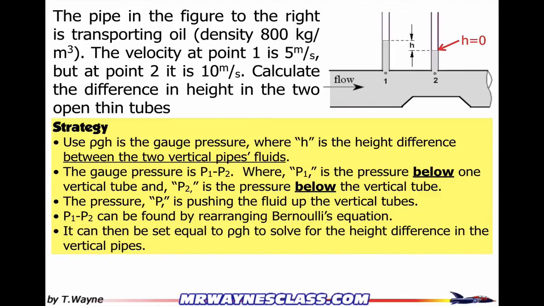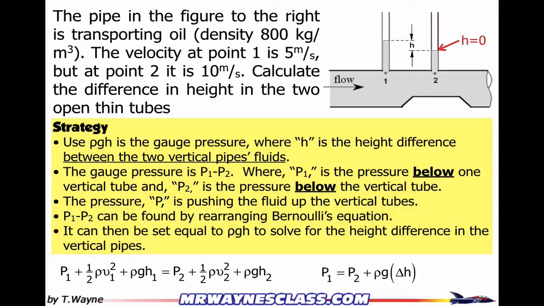The gauge pressure can then be set equal to rho gh to solve for the height difference in the two vertical pipes. So what I'm going to do is use Bernoulli's equation and the hydrostatic pressure equation. I'll find both for P1 minus P2 and basically set the two equations equal to each other and find h. And notice that I changed h a little bit to call it delta h for this expression.